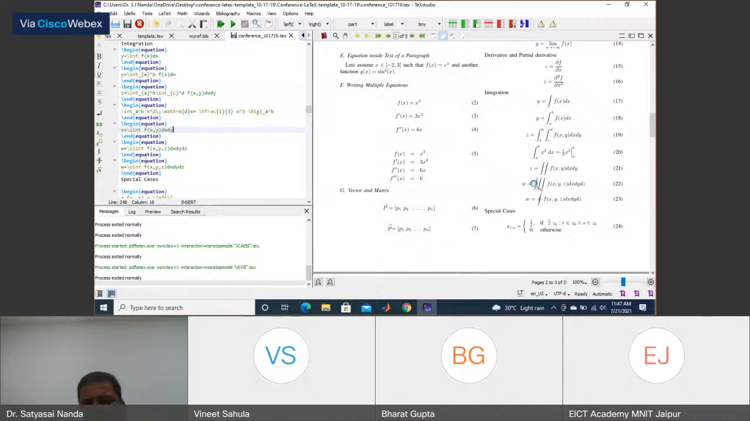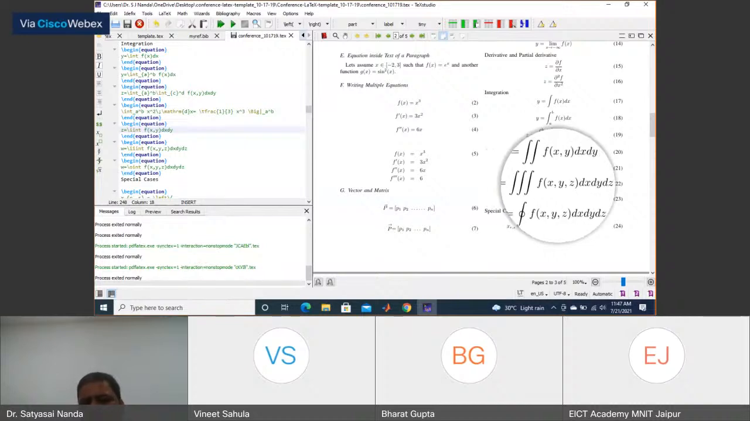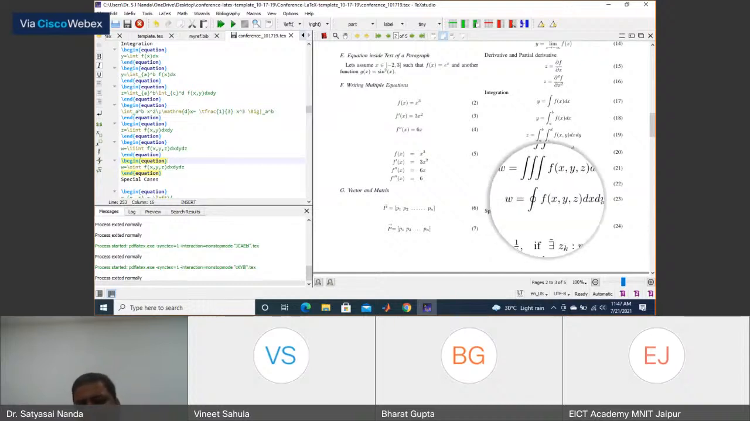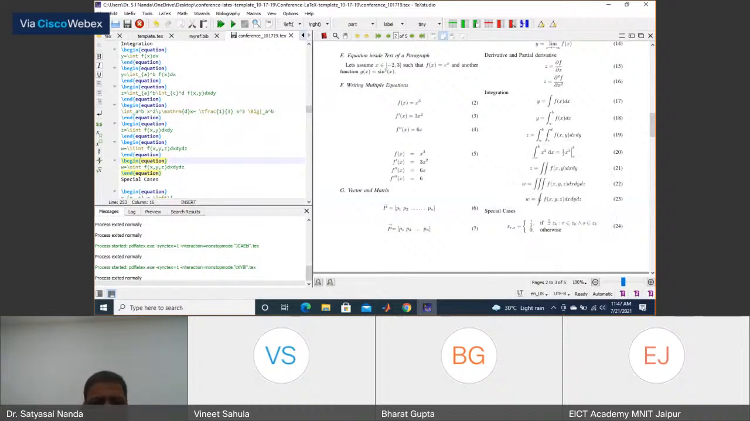Okay. So similarly for the triple integral, that is next, w is equal to triple integral f(x,y,z) dx dy dz. For that one I have used \iiint. So that is for triple integral. And many times we need surface integral, that is O and then integral. So that has been written like w is equal to the O integral f(x,y,z) dx dy dz, that is w is equal to \oint f(x,y,z) dx dy dz. Then these are all types of mathematical expressions I have discussed with you.